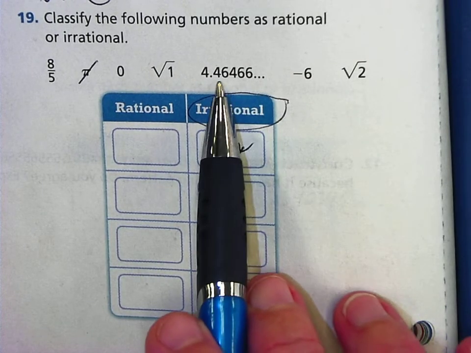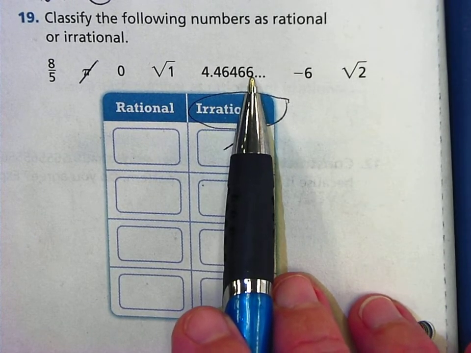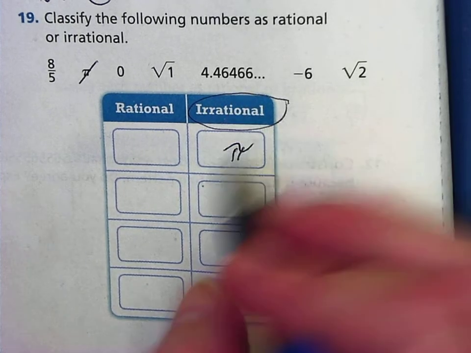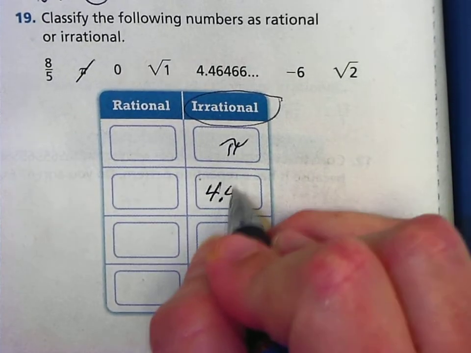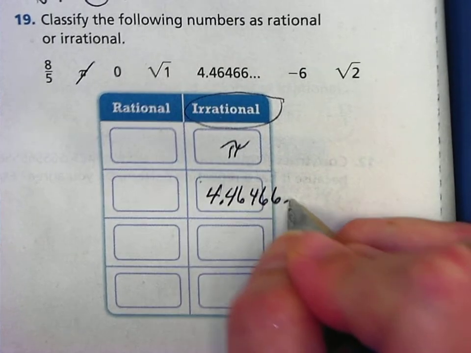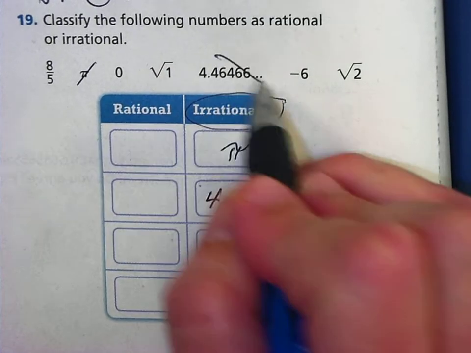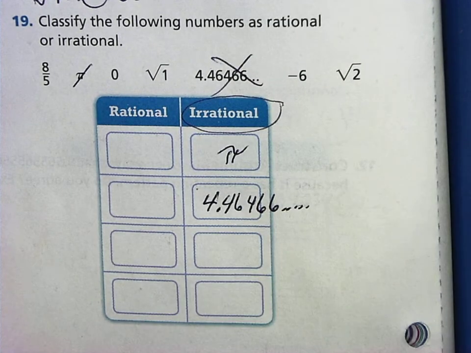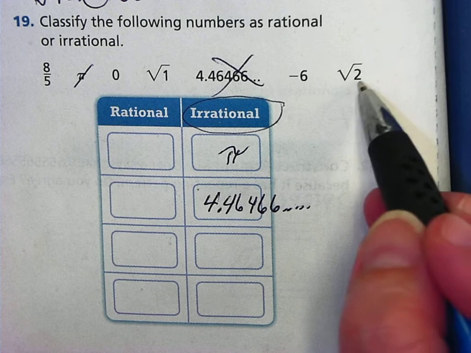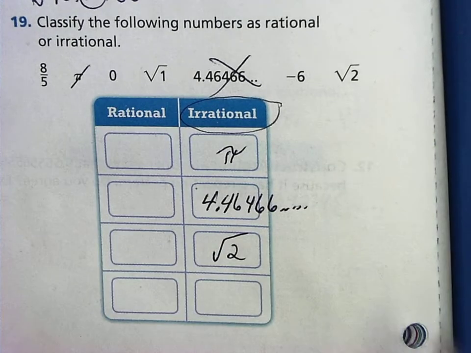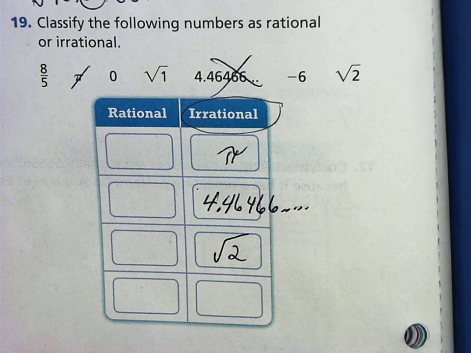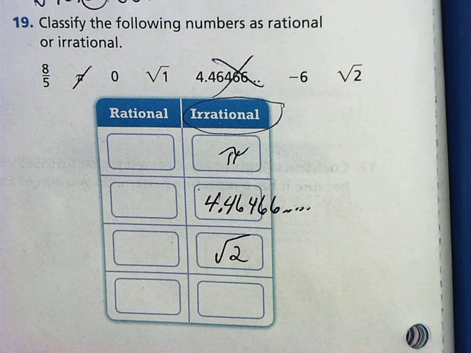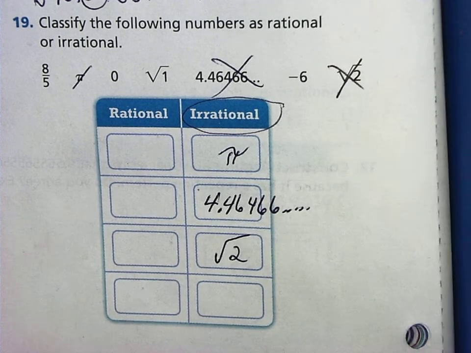Okay, 4, 6, 4, 6, 6. That is not the same pattern. So that's irrational. Remember, in order for it to be a repeating decimal and rational, it has to have the same pattern. And the square root of 2 is irrational. If you plug the square root of 2 into the calculator, it's going to give you a big long decimal that never ends. Those are the only numbers that are irrational.